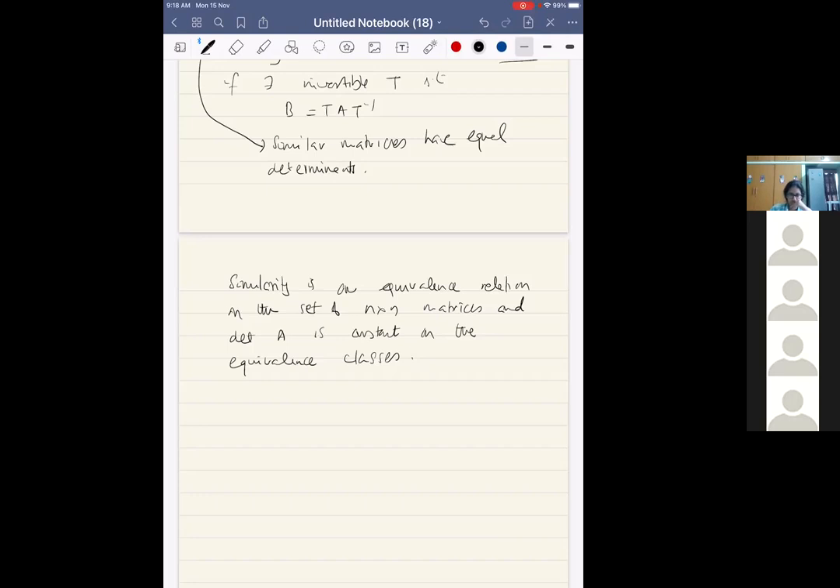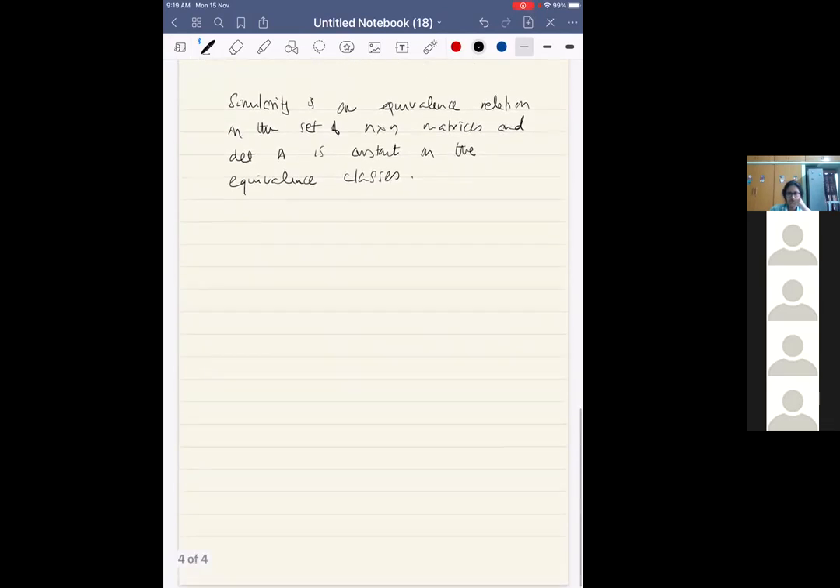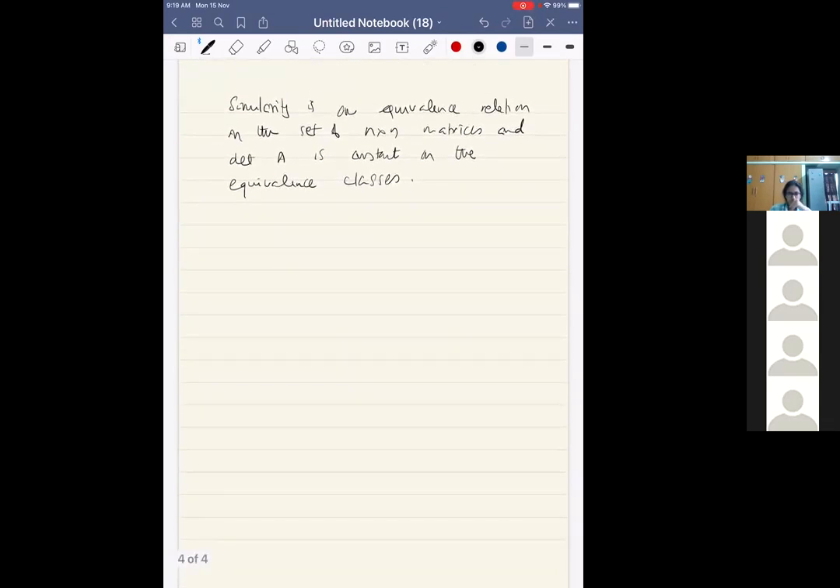And the determinant function is actually constant on the equivalence classes. So its value on a matrix depends only on the equivalence class of that matrix, on the similarity equivalence class of that matrix. Okay, so this was all preparation. So let us come back to, so our main aim is to define a function.